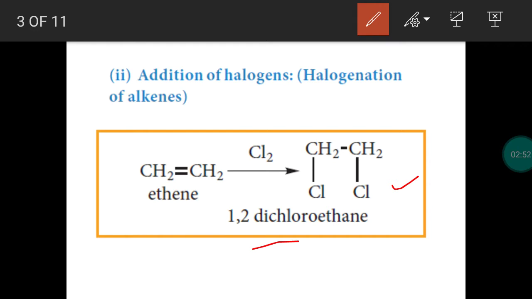Addition of halogen is nothing but the halogenation process. If we add chlorine, this is chlorination. If bromine is added, it is a bromination reaction. This is not a substitution reaction; this is an addition reaction. Two types of mechanisms are possible in alkenes: either an ionic mechanism or a free radical mechanism. Here it is an ionic mechanism.